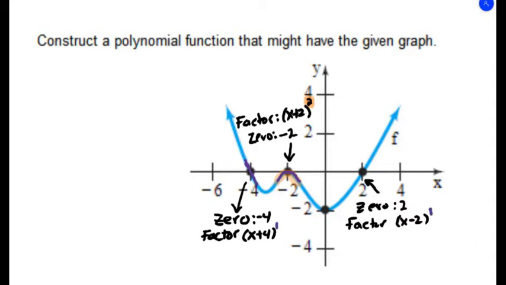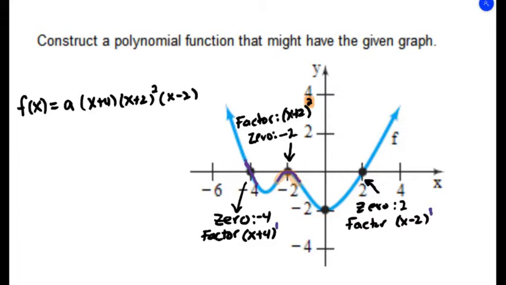So when I'm forming my polynomial function, it could have a coefficient of a, which we don't know. We do know it's going to have a factor of x plus 4, a factor of x plus 2, and we're going to say it has an even number of factors because that 0 has an even multiplicity. And then we have a factor of x minus 2.